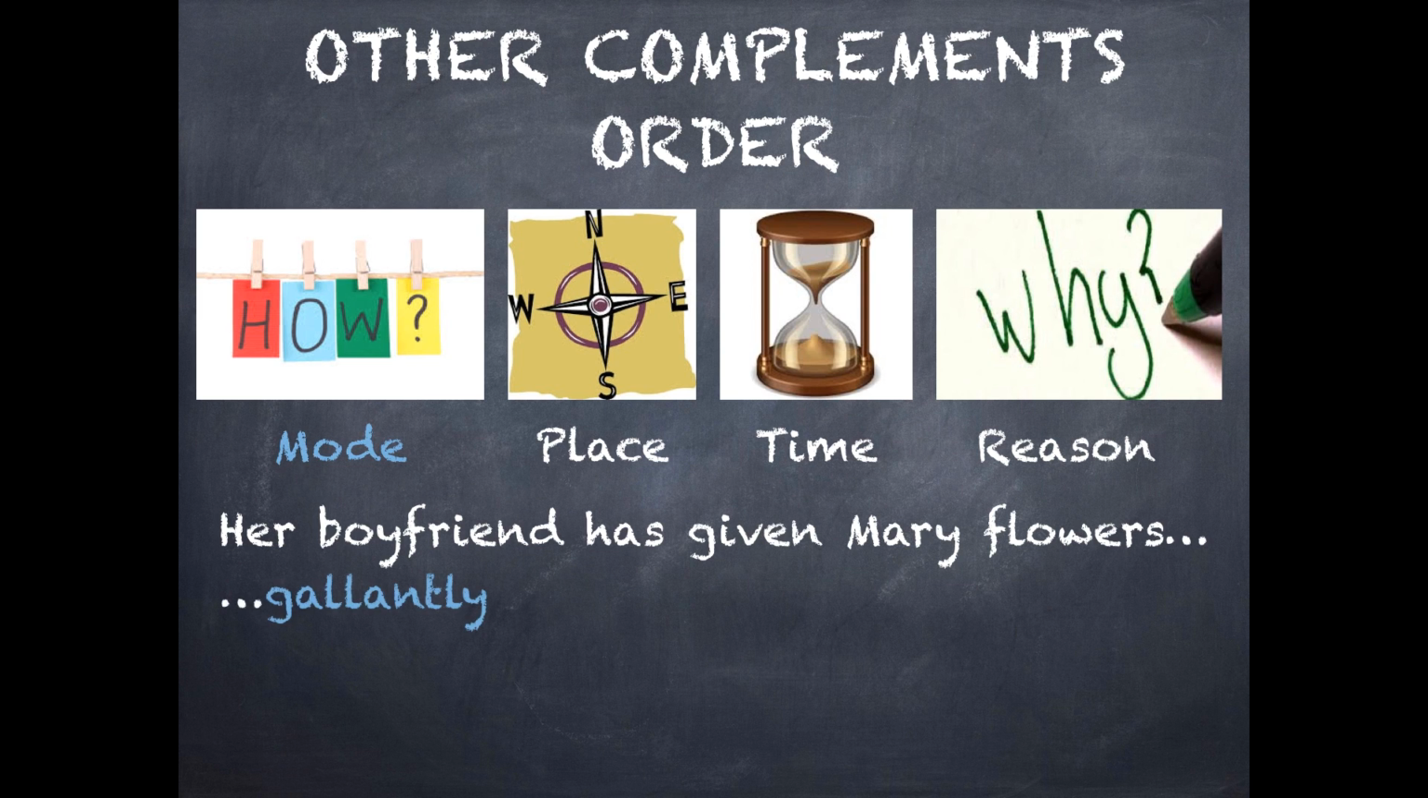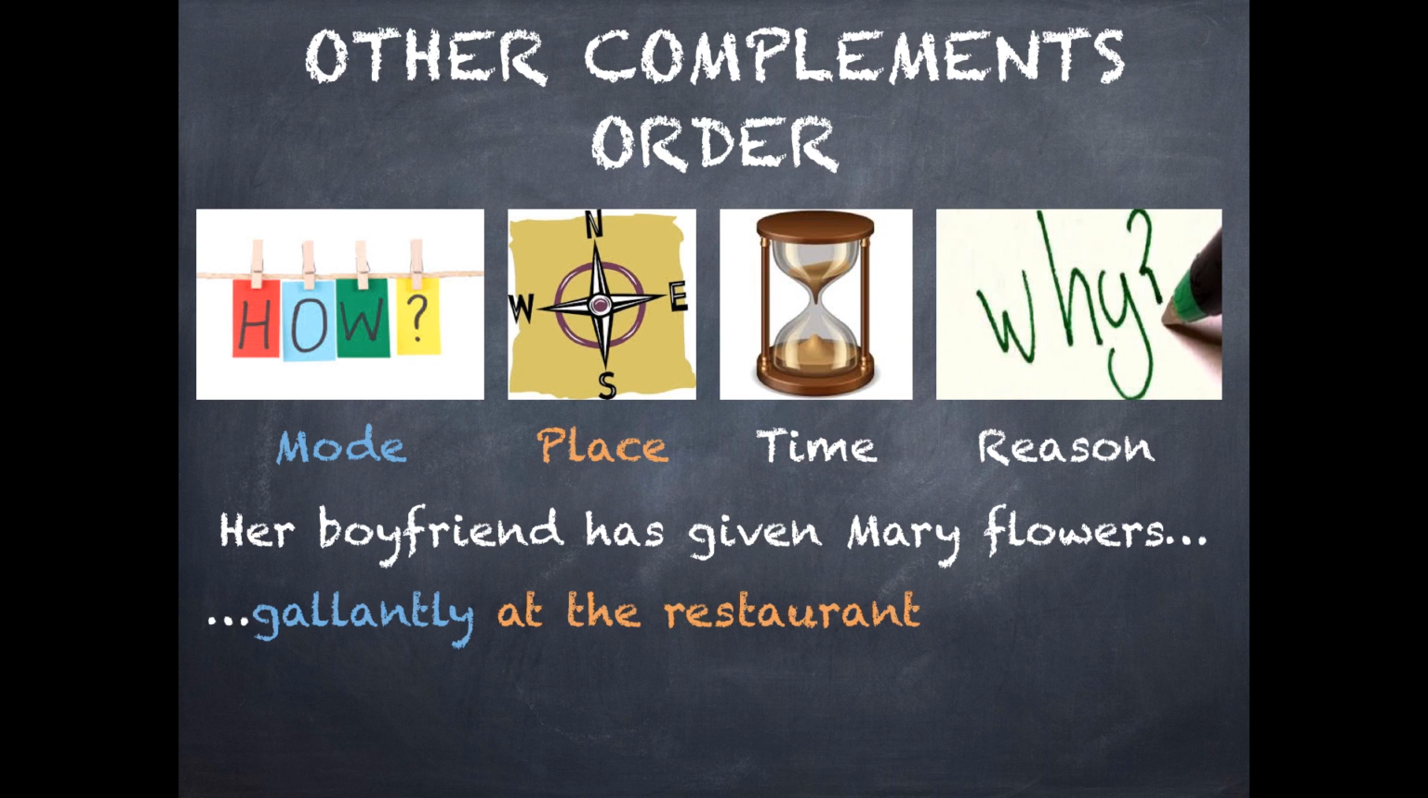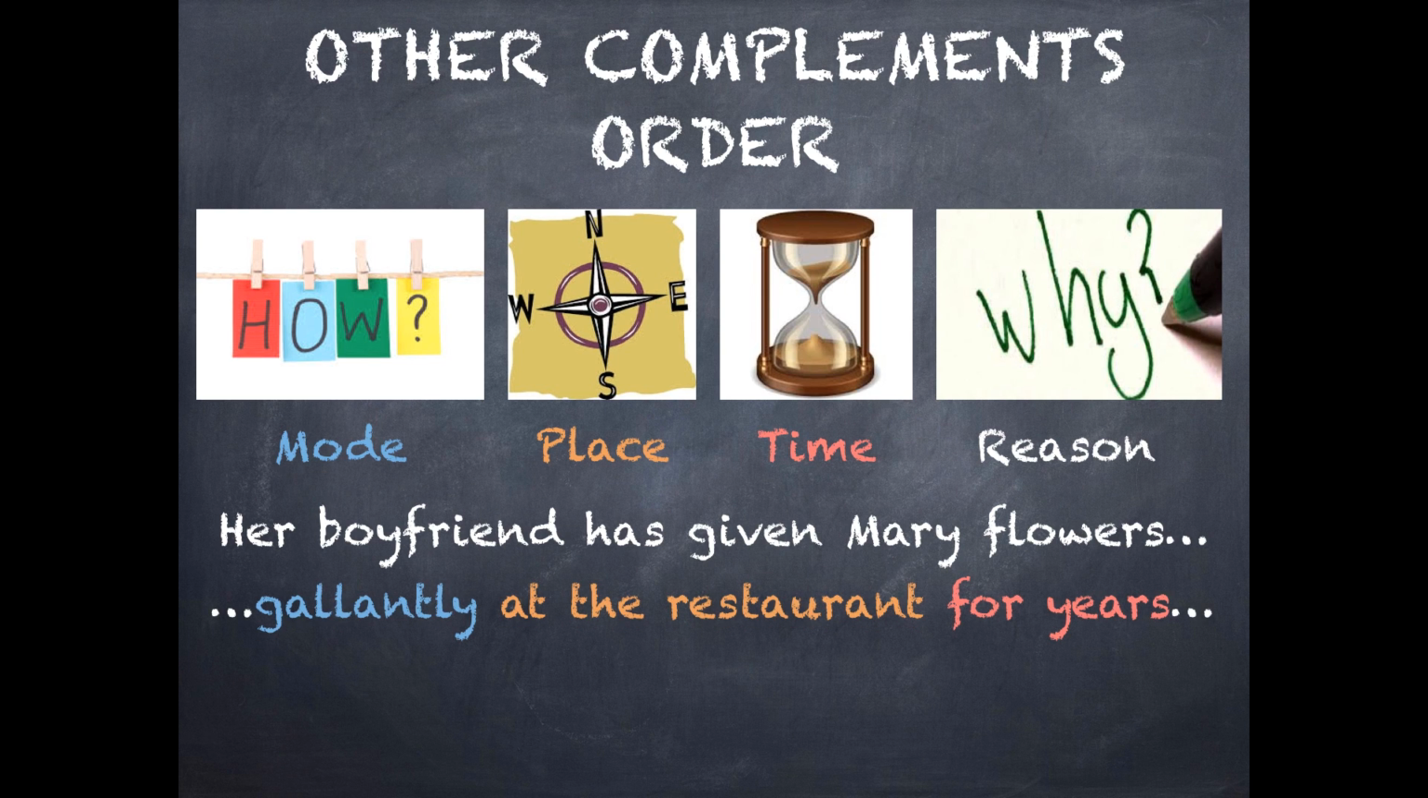Mode: gallantly. Place: at the restaurant. Time: for years. And reason: because of their anniversary. Her boyfriend has given Mary flowers gallantly at the restaurant for years because of their anniversary. So we may complete our example by adding a modal complement, a place complement, a time complement, and a reason.